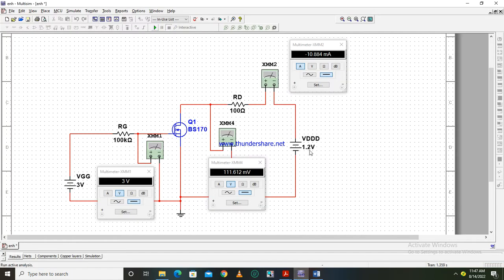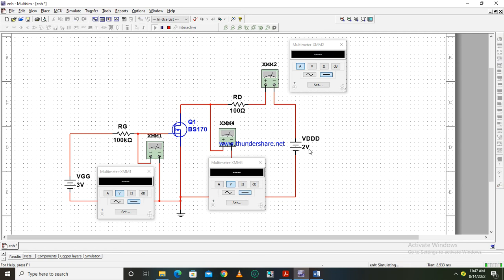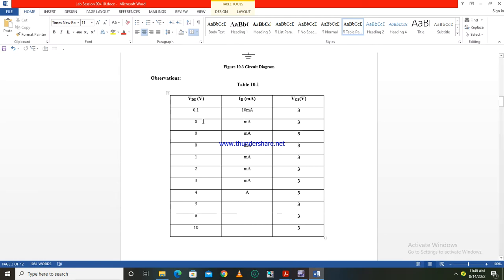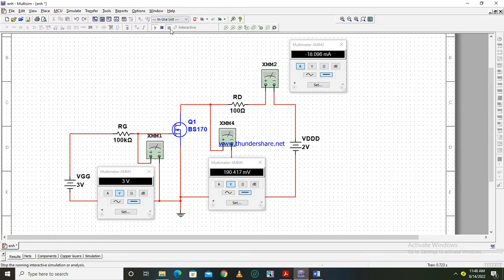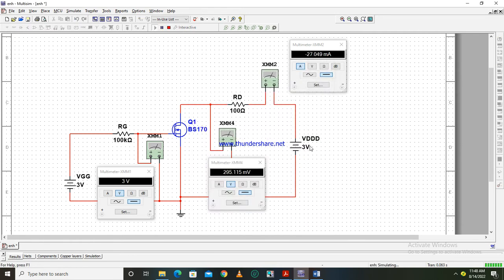I'm going to change the 1.2 to, now there is some problem with my laptop, F5, and you can see that this is 0.2. So at 0.2 the current is 18 milliampere. Now again I'm going to stop it, and this is still 0.2, so I am going to increase it because I want the reading at 0.3. At 0.3 volts the current is 27 milliampere.